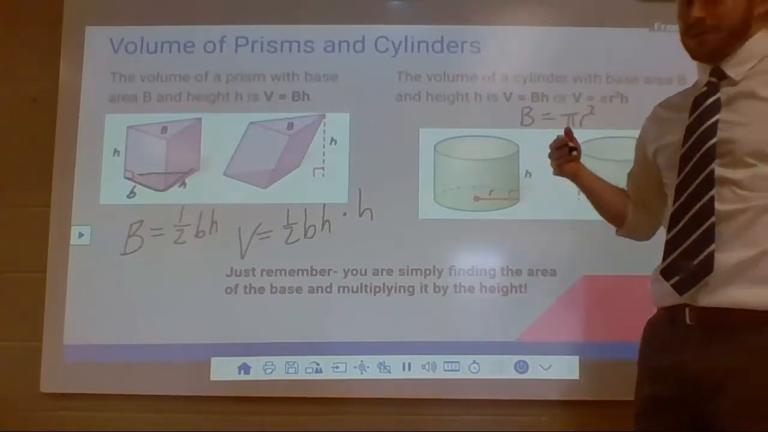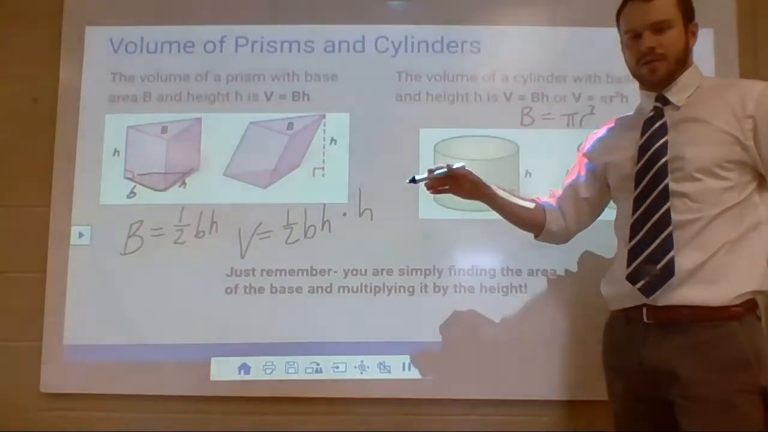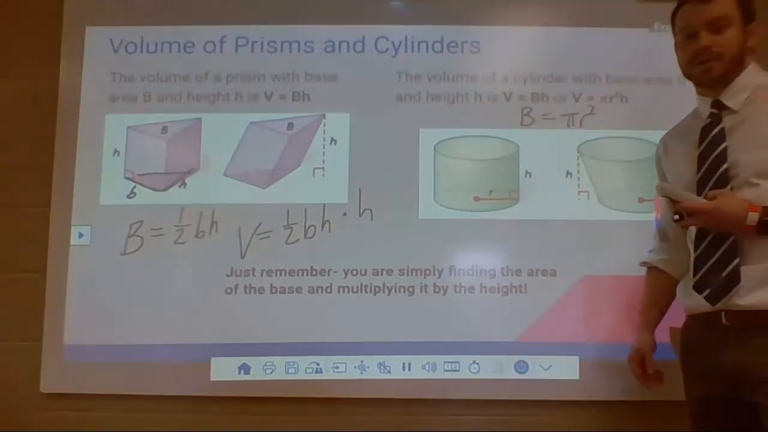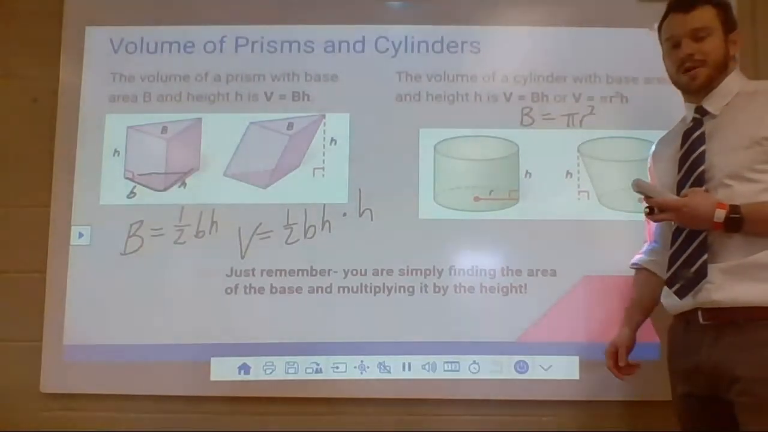But for prisms and cylinders, just remember the main concept is you find the area of the base and you multiply it times the height. That's it. So let's apply those concepts here by working some problems.